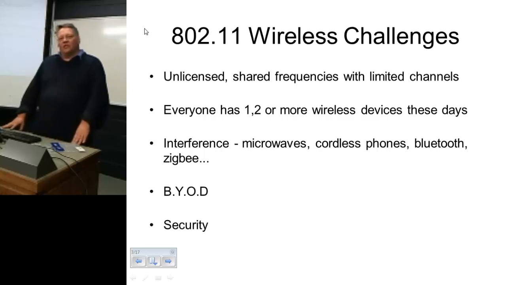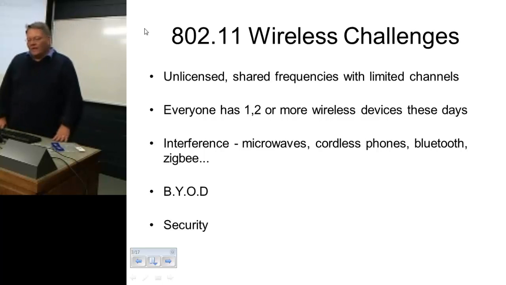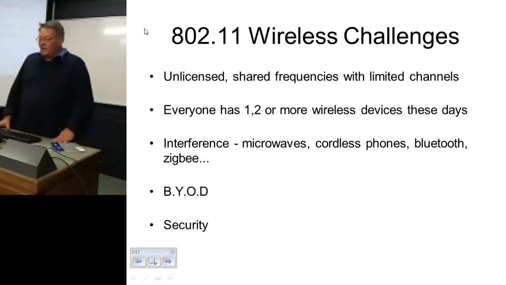802.11 has a number of challenges. As I pointed out, we have unlicensed shared frequencies with limited channels. Everyone has 1, 2 or more wireless devices. I imagine everyone in this room has a cell phone. If you have a smartphone, you will have Wi-Fi, whether it's on or off. We are now hitting 15 to 1600 simultaneous connections at our busiest times on our wireless network. Not all of those are being used actively for tablets or PCs or phones.